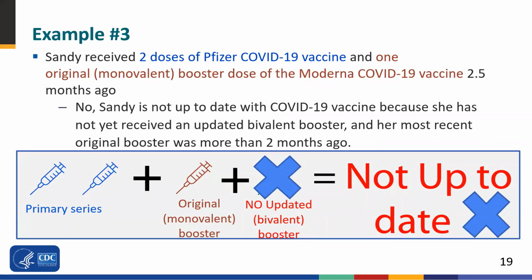Here's another example. Sandy received 2 doses of Pfizer vaccine and an original booster dose 2.5 months ago. Is Sandy up to date? The answer is no. Sandy is not up to date because her most recent original monovalent booster dose was over 2 months ago, and she has not received an updated bivalent booster dose.